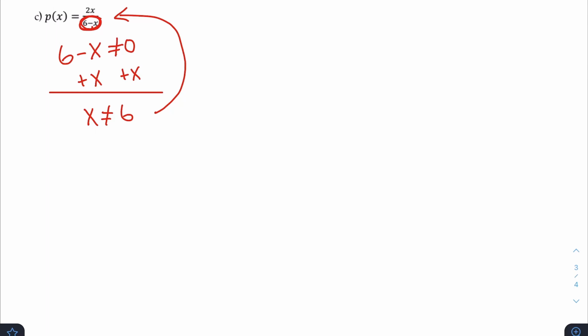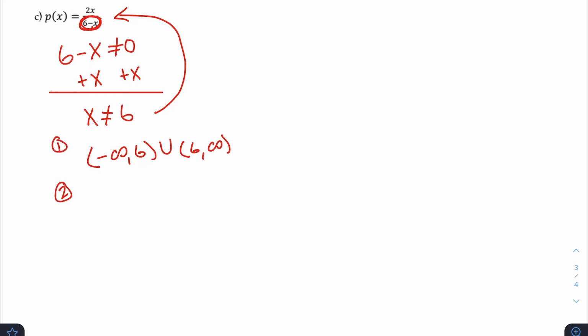So how do I write this in interval notation? Well, one way I can write this in interval notation is negative infinity to 6, with 6 to infinity. And I'm going to go ahead and put a union symbol in the middle. Union is saying this interval with this interval. This is one way you might write it.